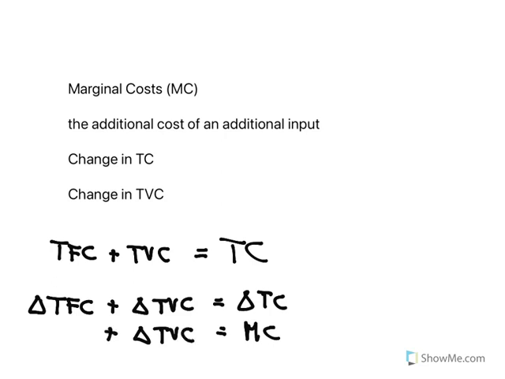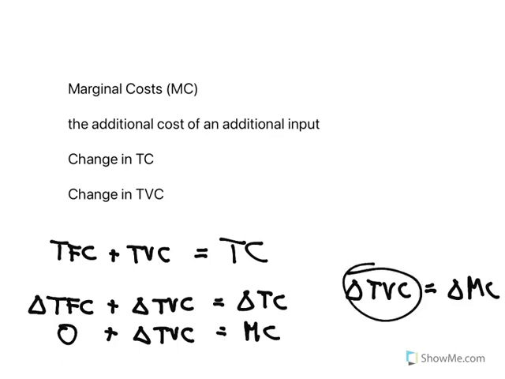Well, if my fixed cost is the same every month because it's fixed, that means the change is zero. It's never going to change. And so I put a 0 here. So 0 plus anything is that anything. So the change in total variable cost is the marginal cost. So you can use either of these to get marginal cost.